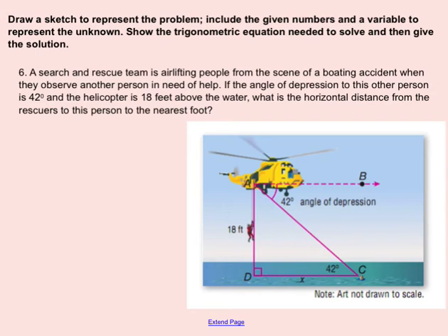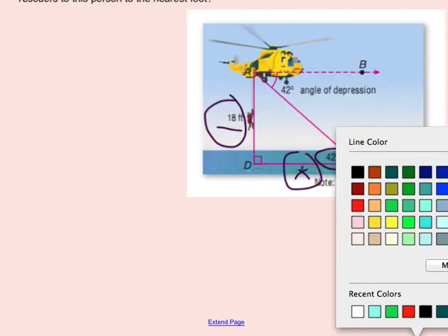Taking a look at number 6. Okay, so a search and rescue team is airlifting people from a scene of a boating accident when they observe a person in need of help. So here's our person in need of help, way down there. Okay, if the angle of depression to this other person is 42 degrees, so that's our angle getting to that person, and the helicopter is 18 feet above the ground, what is the horizontal distance? So that's where we're looking. So again, we know our opposite, we want to know our adjacent. Okay, we have to use tangent.